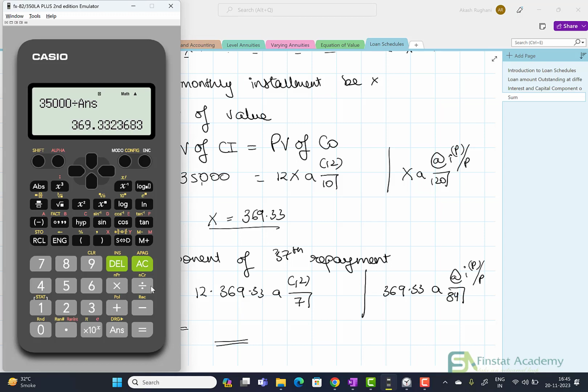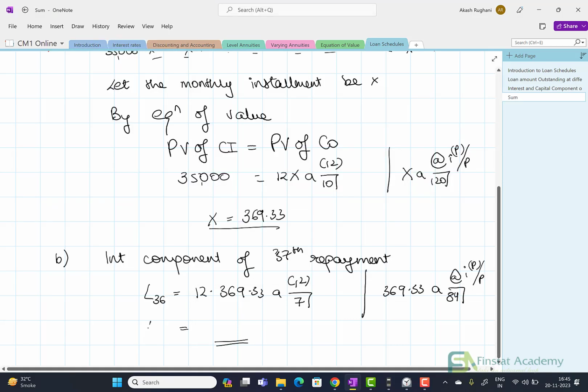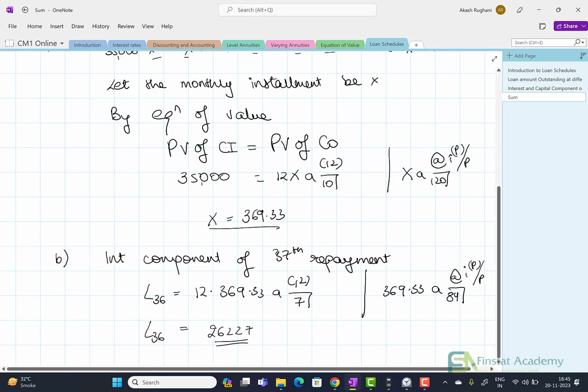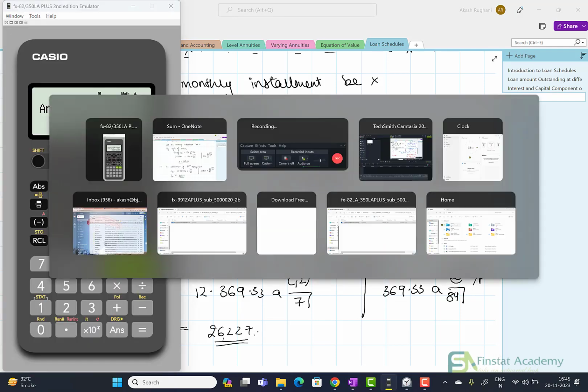So this 369, I can directly put my answer into 12 into, open my bracket, get my fraction through 1 minus 1.05, which is 1 plus I, the whole raised to minus 7. Yeah, then come down again. I'll require a denominator I12, so recalling my variable alpha, closing this. This gives me the loan amount outstanding at time 36, which is 26,227.66.